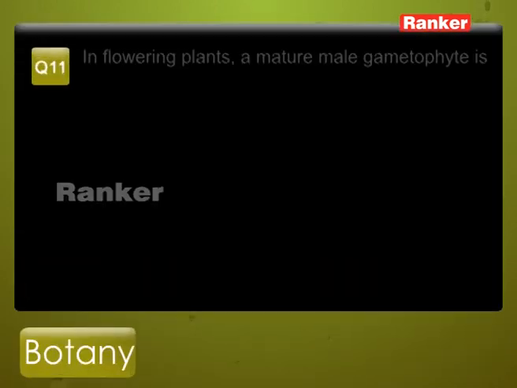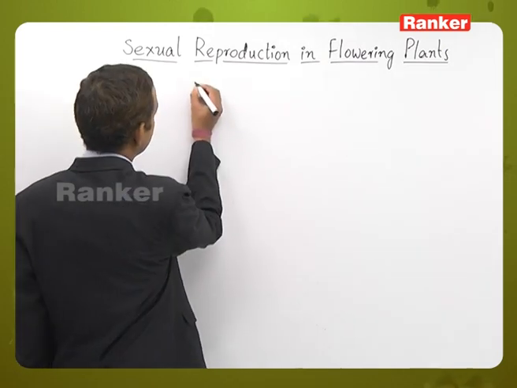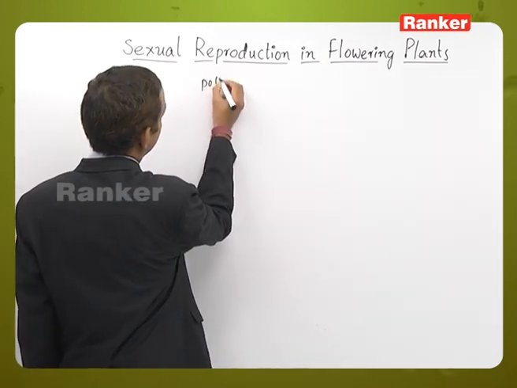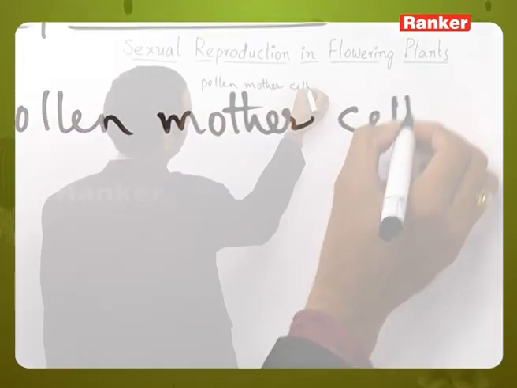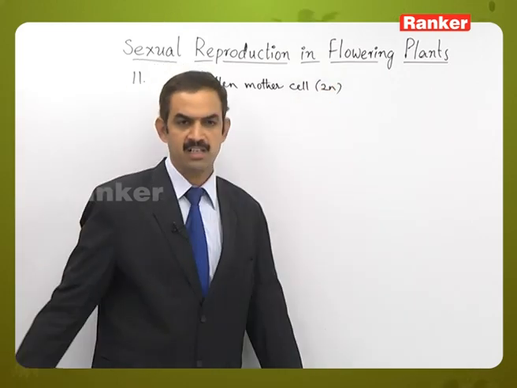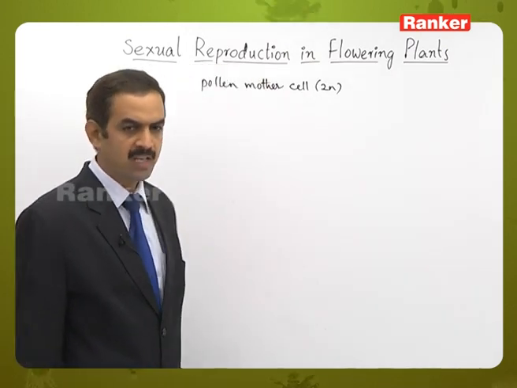Question number 11. In flowering plants, a matured male gametophyte is derived from a pollen mother cell by, the given options are A, two mitotic divisions, B, one meiotic and two mitotic divisions, C, three mitotic divisions, and D, a single meiotic division. Okay, here the pollen mother cell, which is diploid in condition. Okay, here this is a mother cell for the male gametophyte.